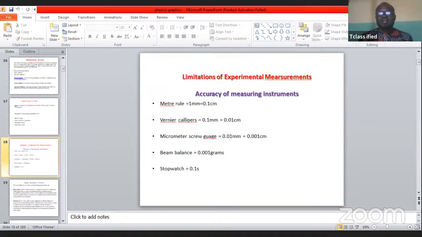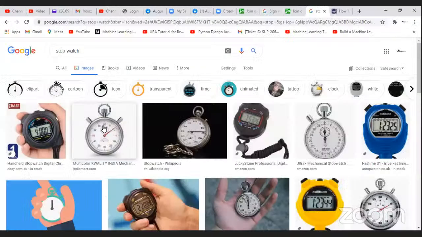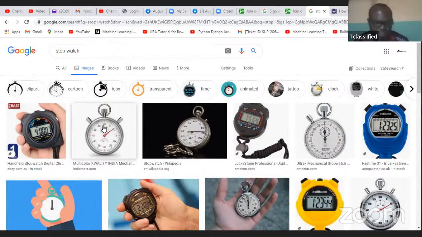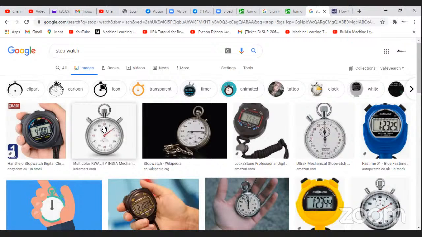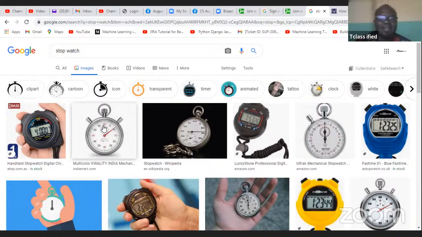Perfect. What if I want to measure the diameter of the barrel of my ball pen? What can I use? Vernier caliper. Good. If I want to measure the length of my leg? Meter rule. Good.